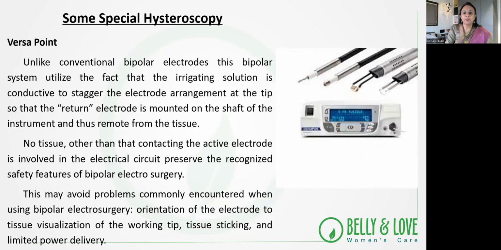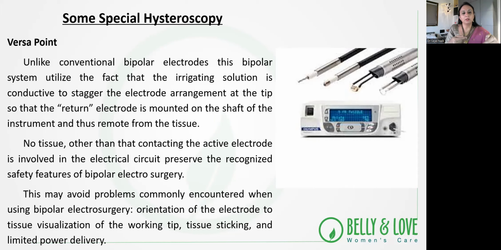Now, some specific hysteroscopes like Versapoint use a return electrode mounted on the shaft of the instrument, and thus they remove the tissue. In a unipolar resectoscope, the current goes through the working element, goes through the distension media, and returns to the patient's plate, while in a bipolar resectoscope, the return electrode is attached to the instrument itself, and it returns back to the generator through the same working channel.